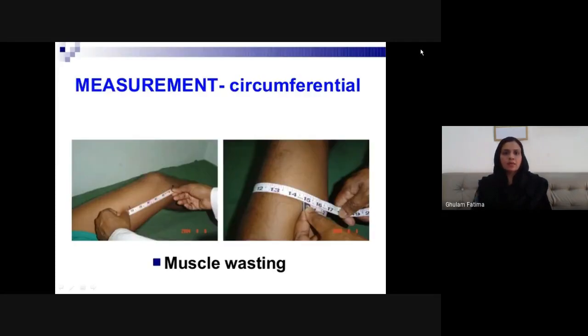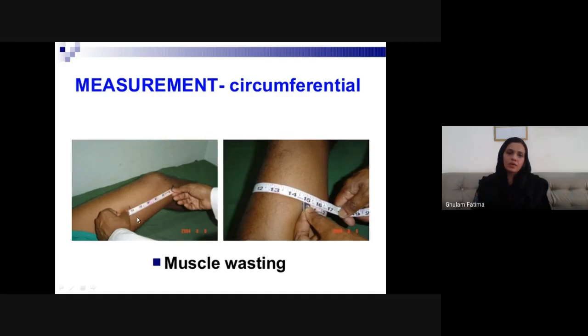The method of measuring muscle circumference is quite simple. You simply take some bony prominence, like for the lower limb you can take the tibial tuberosity, or you can take the medial or lateral epicondyles, anything you would like, and you will make a mark there, and then you will make a mark at almost the mid of the limb.